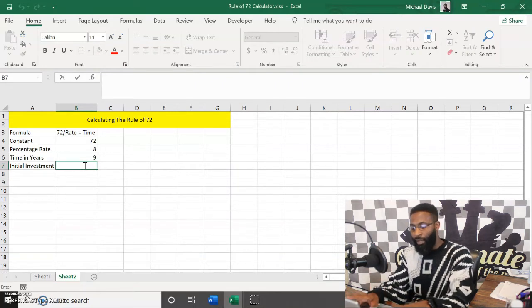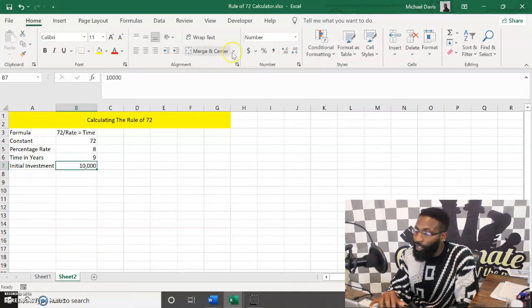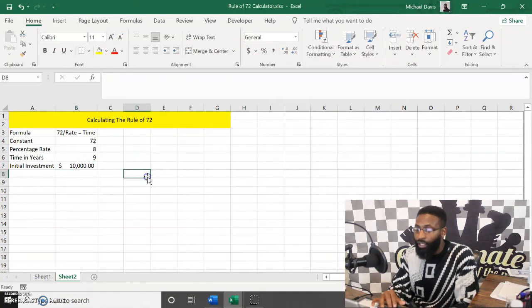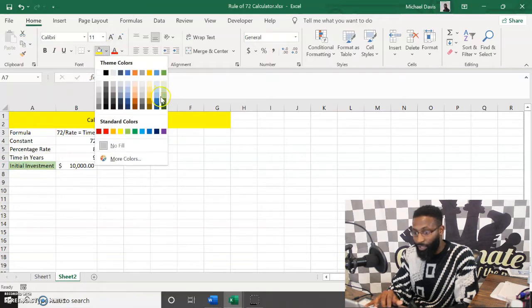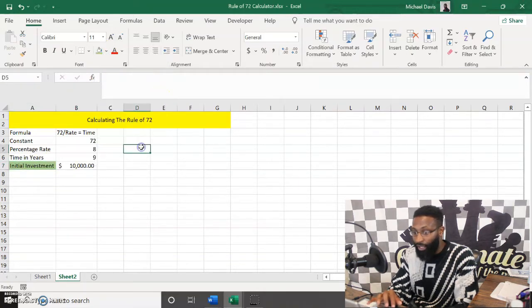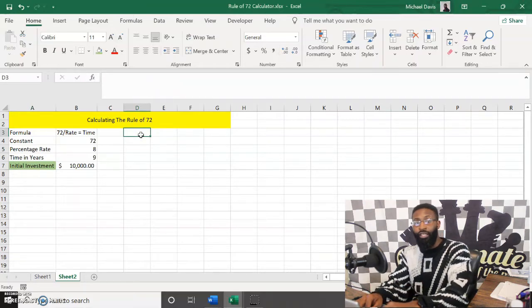Now the initial investment is a nice one. I'll let you pick your amount. I'm picking 10,000. I'm going to select that and put the money sign. We want that to look like money, you know what I'm saying? Let me highlight that green. So y'all know what I mean. We always put the green around here. I'm feeling like Mayweather, straight money team.